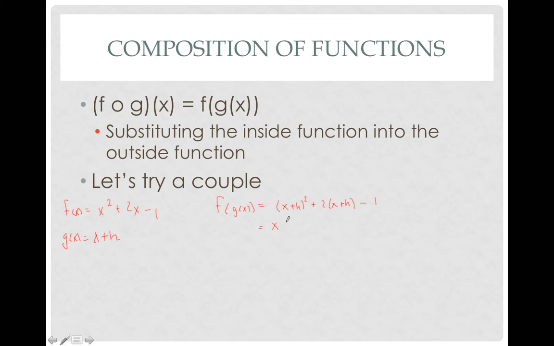If I FOILed x plus h times x plus h, I get x squared plus 2xh plus h squared. Distribute here, I get 2x plus 2h minus 1. There's nothing we can actually do here because of the way the things line up. But that is the composition of x plus h into f of x. All right, composition just takes a little bit of practice. You need to practice this skill in order to get better at it.